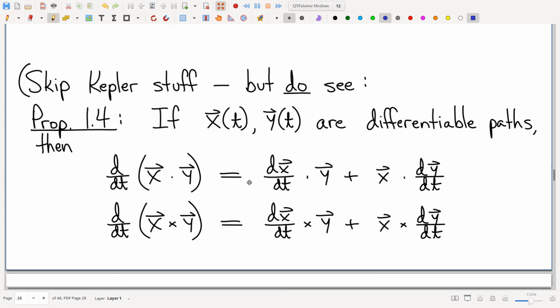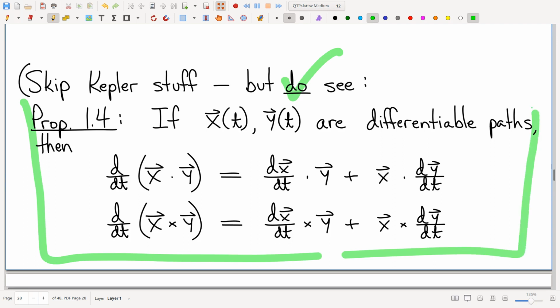Okay, real quick, as noted on the content syllabus, there's a bunch of stuff about Kepler's work in planetary motion that's in this section, and you're not responsible for it. It is in the excluded material column on the content syllabus. You don't have to mess with that stuff. But there is one theorem in there that is important and that you are responsible for. It's Proposition 1.4, they call it.